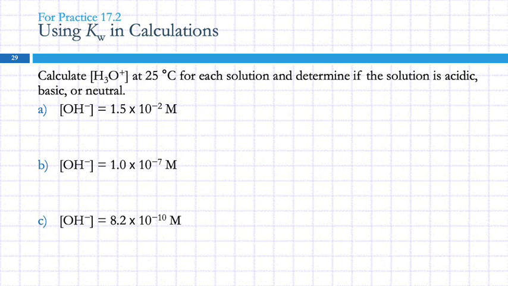Here we're asked to calculate the hydronium ion concentration for each of these and then tell if it's acidic, basic, or neutral. So the equation we're using is the definition of Kw. This is an equilibrium calculation. We're told that the equilibrium concentration of hydroxide is this, and we need to calculate the hydronium ion concentration.